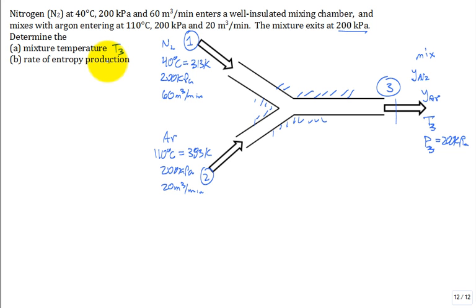Looking at it, can you estimate what T3 is going to be? Is it going to be less than 40, greater than 110 degrees C, or somewhere between 40 C and 110 degrees C? Somewhere in between. So if you get a number that's not between the inlet T1 and the inlet T2, you have an error. Just look for your error. So what am I going to do?